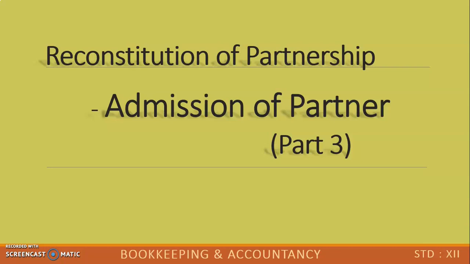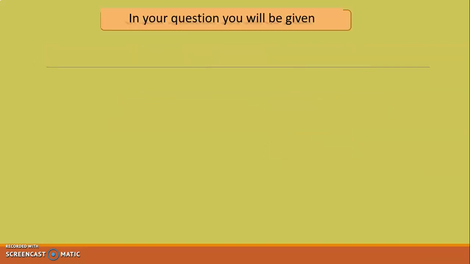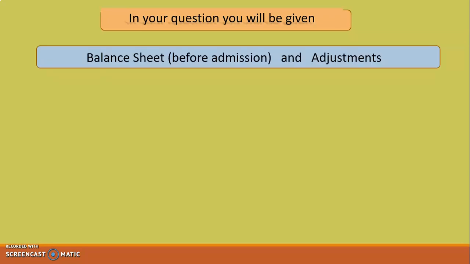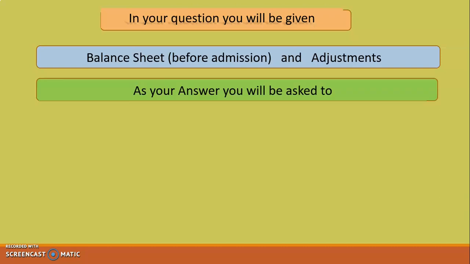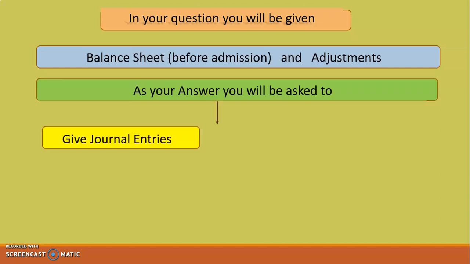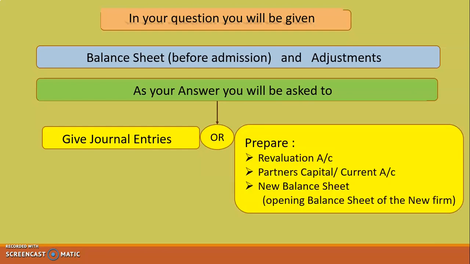Hello students, in this video we'll see the journal entries and steps to solve problems in this chapter, admission of a partner. In your question, you will be given balance sheet before admission and adjustments. As your answer, you will be asked to give journal entries or prepare ledger accounts, that is the revaluation account, partner's capital account, and new balance sheet, which is the opening balance sheet of the new firm.